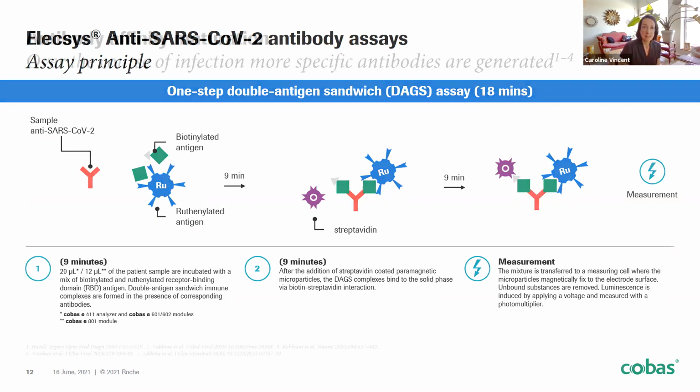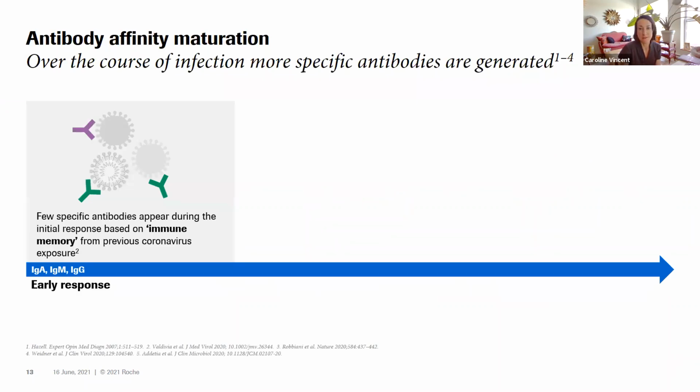Now, I want to take a step back and go over this slide with you, which basically shows how antibodies develop and mature over time following an infection by SARS-CoV-2. I want to show you this because it will be relevant in the next few slides when I go into more details on how our serology assays are able to specifically detect high affinity antibodies. So I want to show you a little bit what are high affinity antibodies and where do they come from.